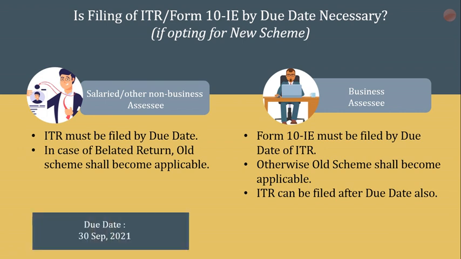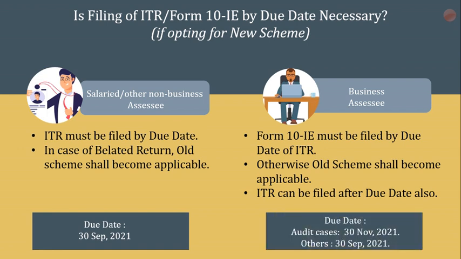Obviously, as of the moment we are talking about, on 25th of August, the due date is 30th of September in the case of non-business assessees to whom audit is not applicable. In the case of business assessees, the due date in the case of audit cases is 30th of November, and for others it is 30th of September. So for non-business assessees, ITR must be filed by this due date, and in the case of business assessees, Form 10IE must be filed by these due dates.